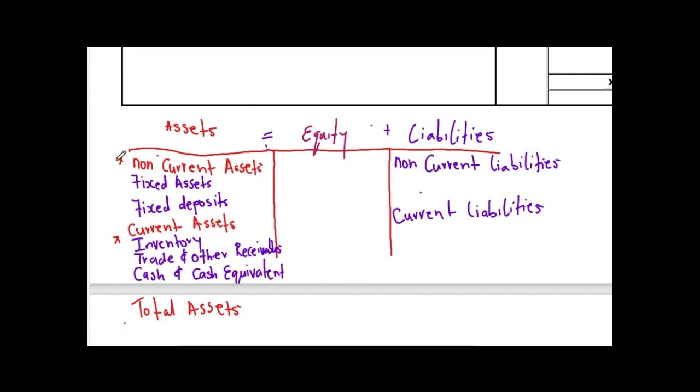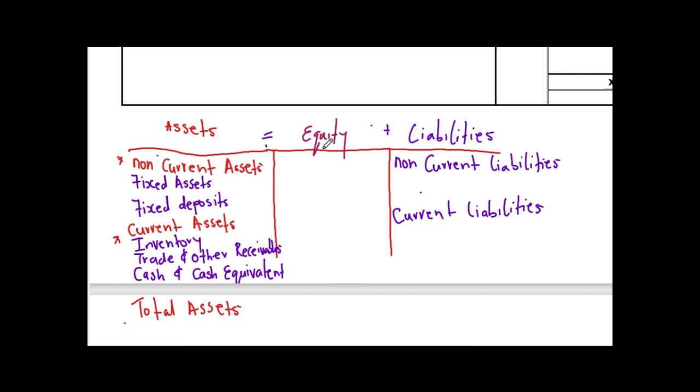So under assets, we have two types of asset, which is a non-current asset and also a current asset. Under non-current asset, we have two things, which is a fixed asset and also fixed deposit. And under current asset, we only have three things, which is inventory, trade and other receivables, as well as cash and cash equivalent. And then guys, now we can go to our equity section.